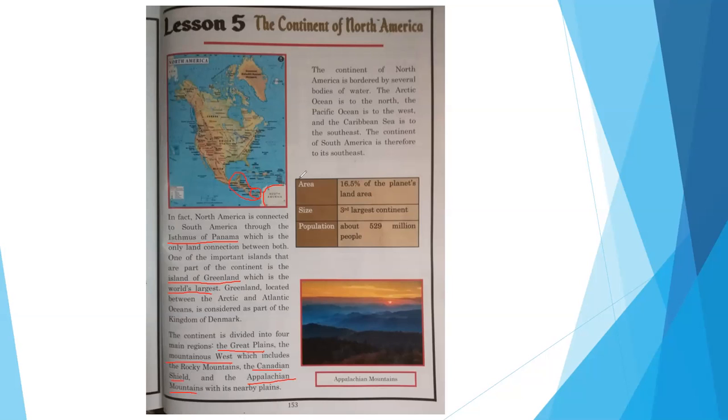If we look here at the area of North America, it takes up 16.5% of the planet's land area. In size, North America is the third largest continent, okay? Their population is about 529 million people. And here we see a beautiful image of the Appalachian Mountains. Right, we will turn over to the next page.